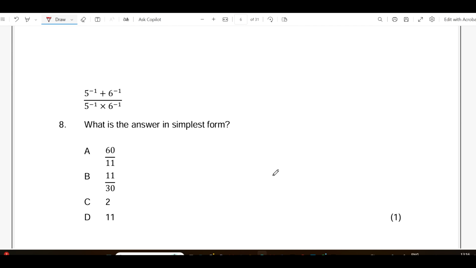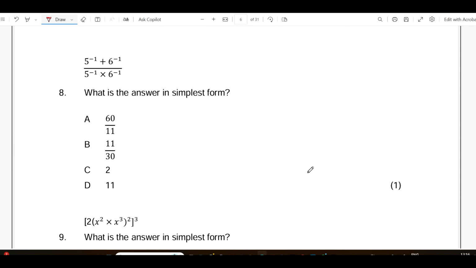So let's proceed to the next one. What is the answer in simplest form? So 5 to the exponent of negative 1 is 1 over 5, plus 1 over 6, divided by 1 over 5 times 1 over 6. Guys, you can just simply use a calculator.